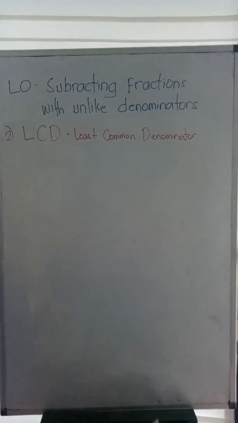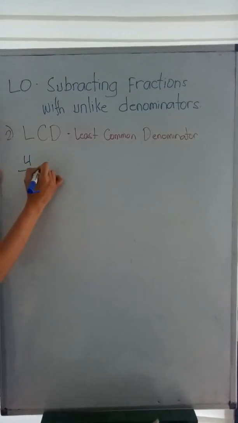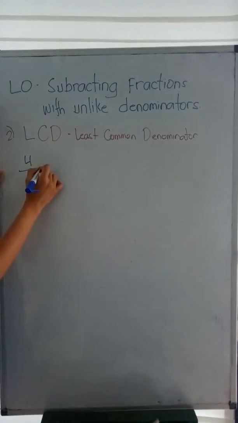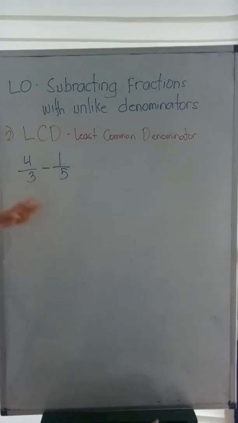Okay, again, another example for our LCD. Let's say we have a fraction of 4 thirds minus 1/5. So 4 thirds minus 1/5. So we have to think, step 1, what's the least common denominator we have.